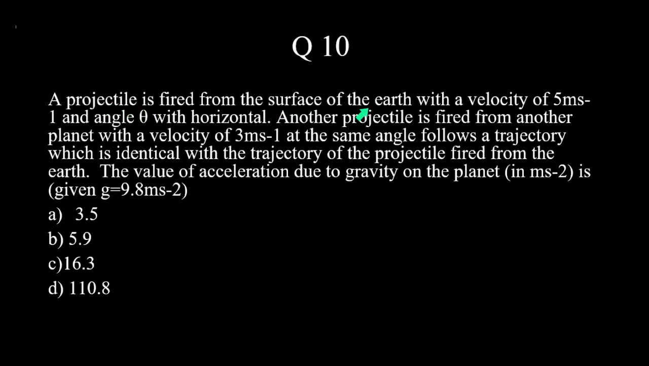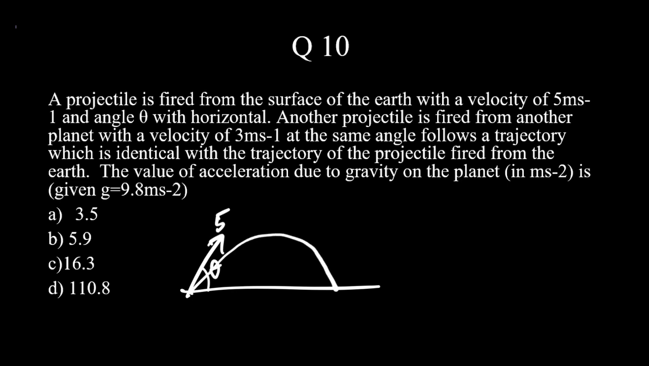A projectile is fired from the surface of the Earth with a velocity of 5 meters per second at an angle theta with the horizontal. Okay, so we have it fired at 5 meters per second, angle theta, completing the projectile.